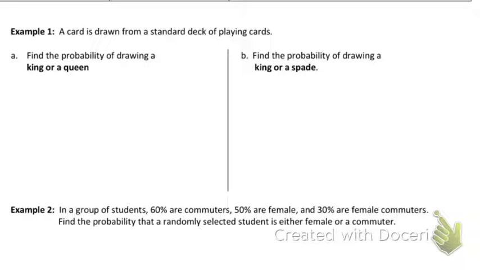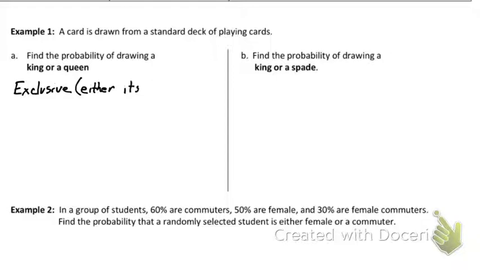Would this be an example of an inclusive or an exclusive event? Looking at that definition, would these be inclusive or exclusive? Yeah, they would be exclusive. There's no such thing as a king-queen. You're either a king or a queen. These are mutually exclusive. There is no overlap. There is no king of queens. So it's exclusive because either it's a king.